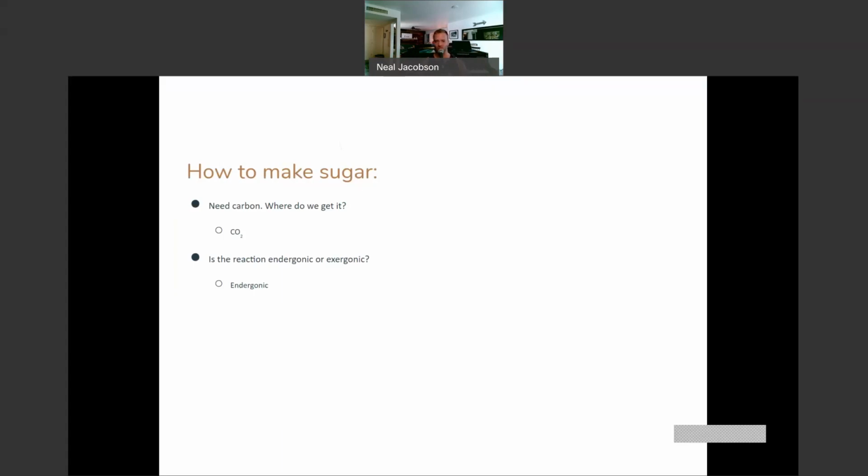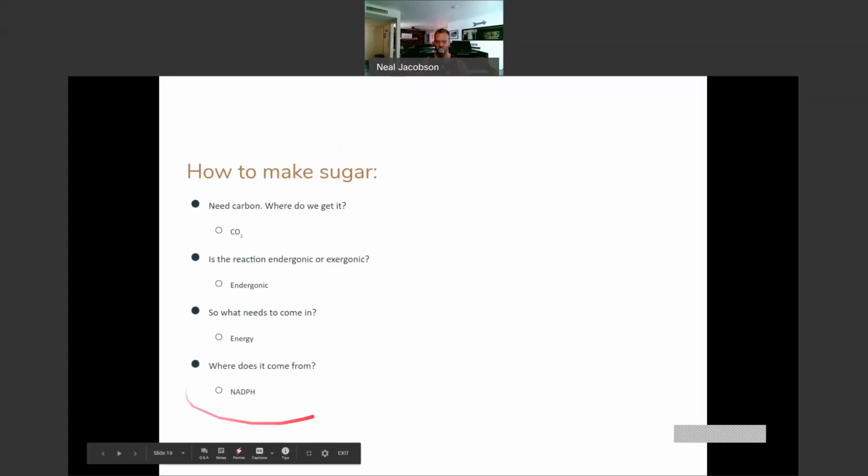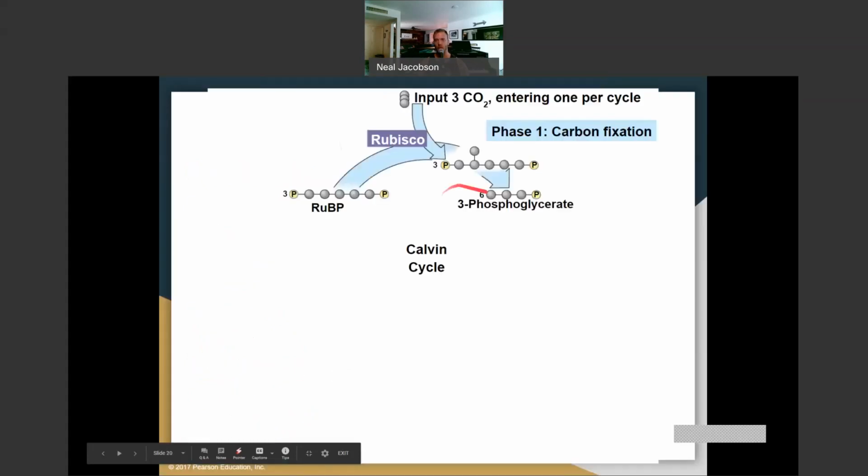So what needs to come in? Well, energy from the sun. So we've got to get energy, and where does it come from? It comes from the sun, but remember that energy is also coming from those cellular batteries we charged up. Indirectly, the energy that makes sugar comes from the sun, and it's transported to the Calvin cycle by these cellular batteries.